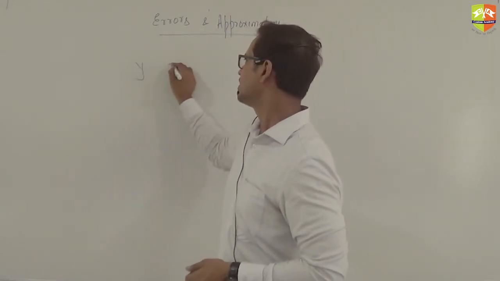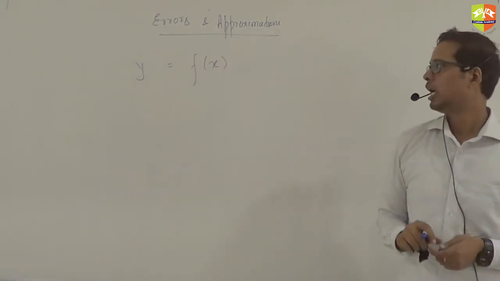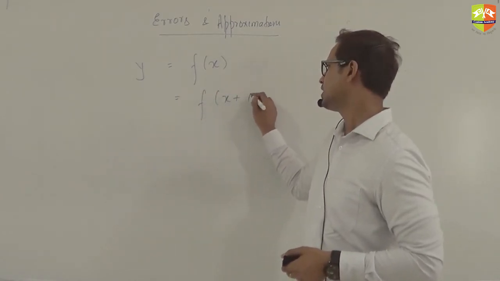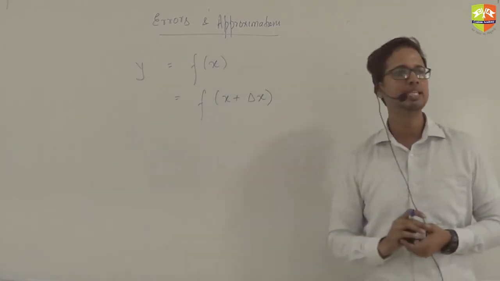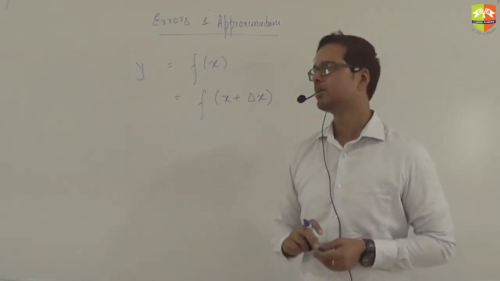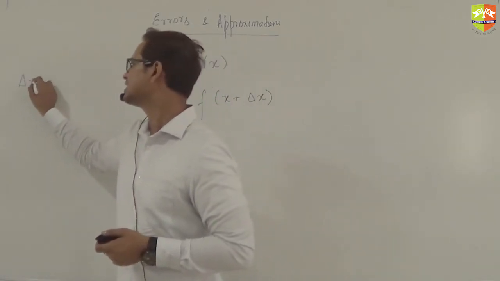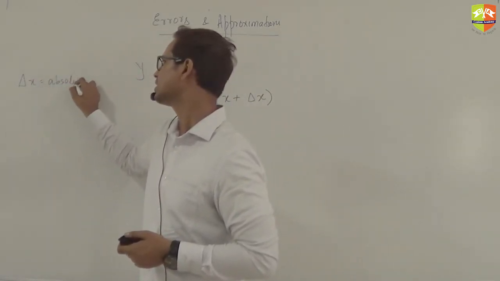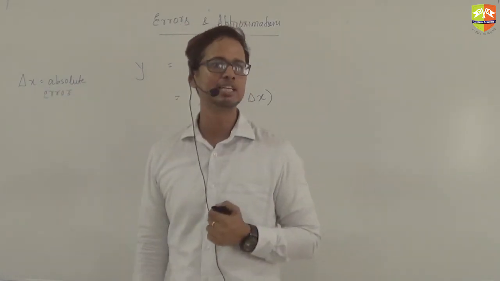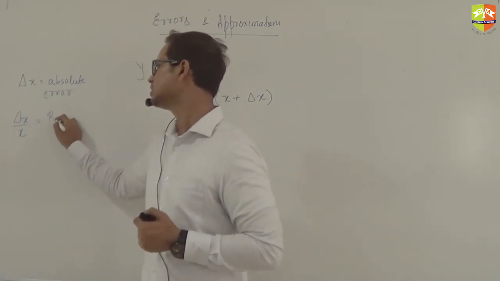So again, let us consider a function y of x. And let's say, due to some unavoidable circumstance, there happened to be an error in x, or let's say there's a change in the value of x by delta x. So we normally call delta x the absolute error in x. However, there are two more related terms which you should know. If I say delta x by x, this is called the relative error.